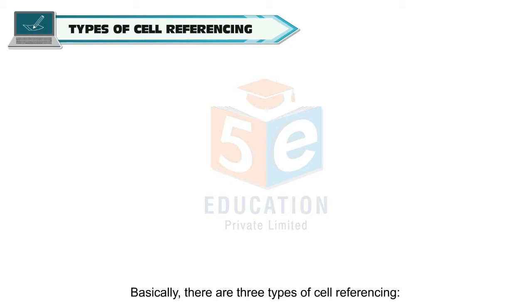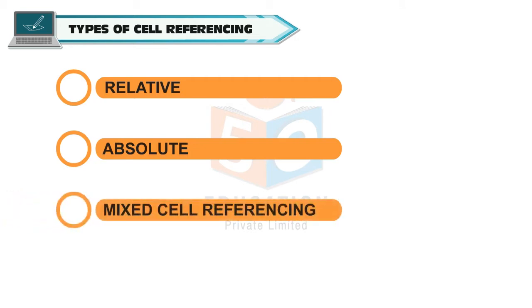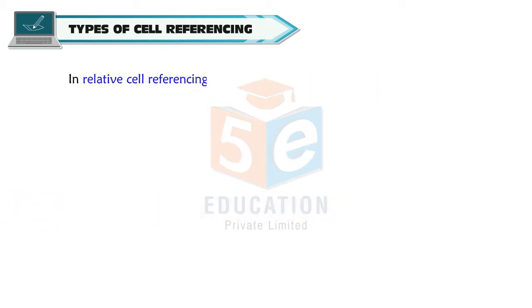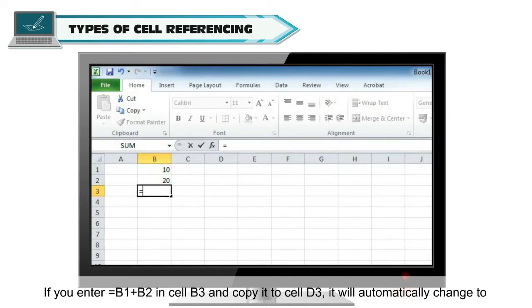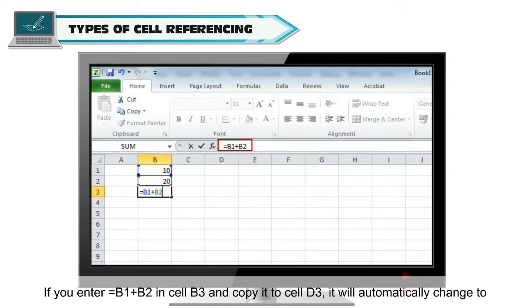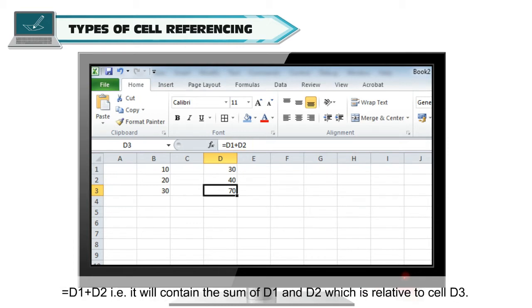Types of cell referencing. Basically, there are three types of cell referencing: relative, absolute, and mixed cell referencing. In relative cell referencing, the formula, when copied from one cell to another, changes with reference to the new cell where it is being copied. For example, if you enter =B1+B2 in cell B3 and copy it to cell D3, it will automatically change to =D1+D2. That is, it will contain the sum of D1 and D2, which is relative to cell D3.